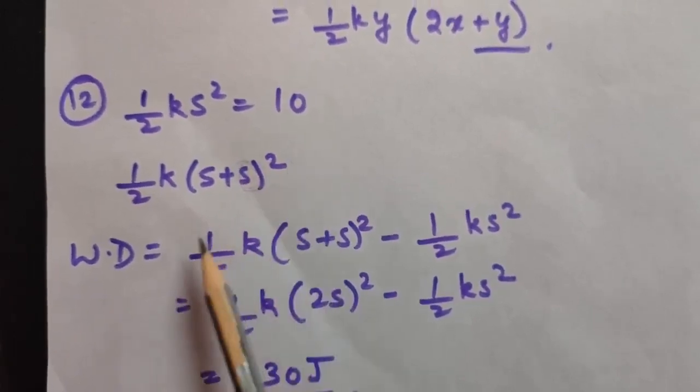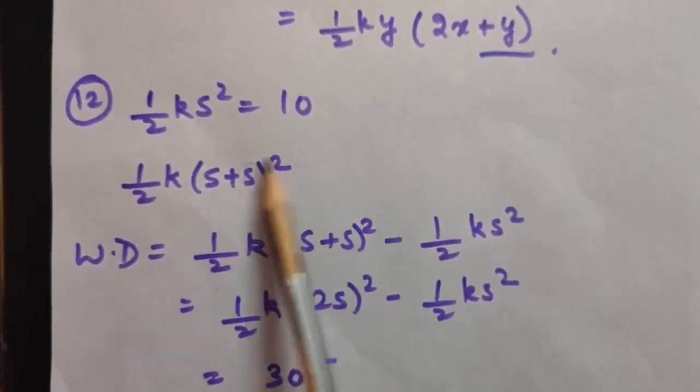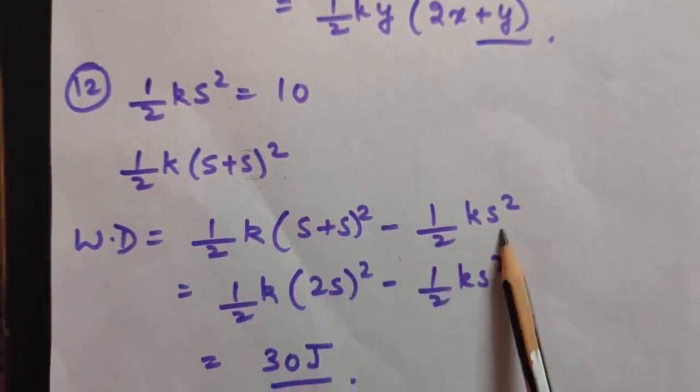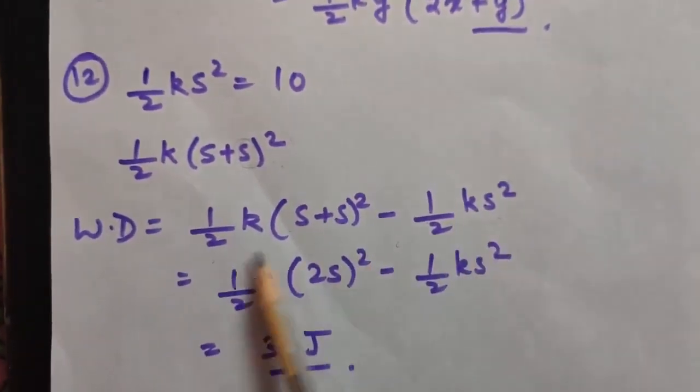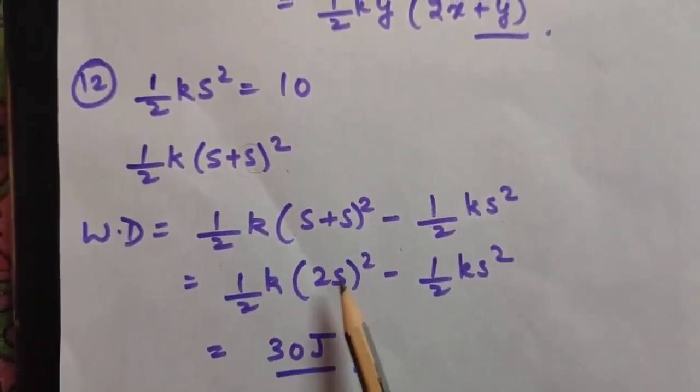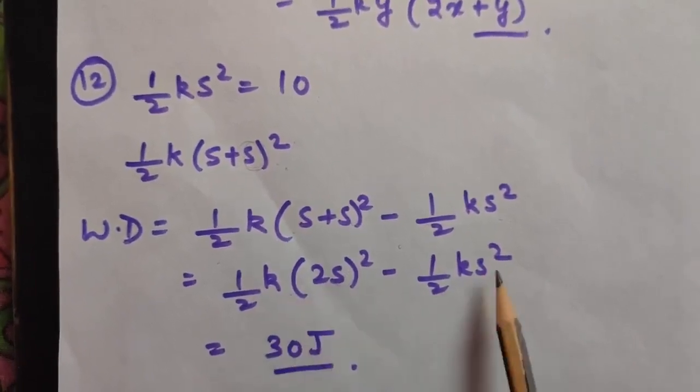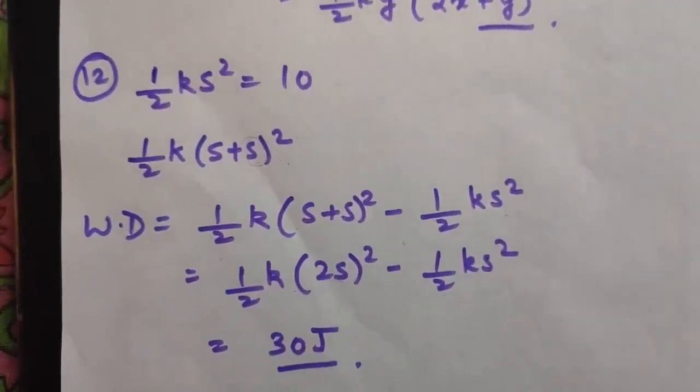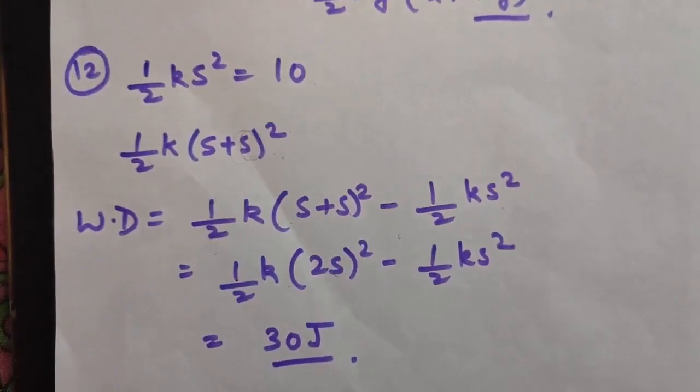So that will be equal to half k (s plus s) square, that is W2, minus W1. This is given to be 10. This will come to be 40 when you solve it. So 40 minus 10 will come to be 30 joules. So this is the work done.